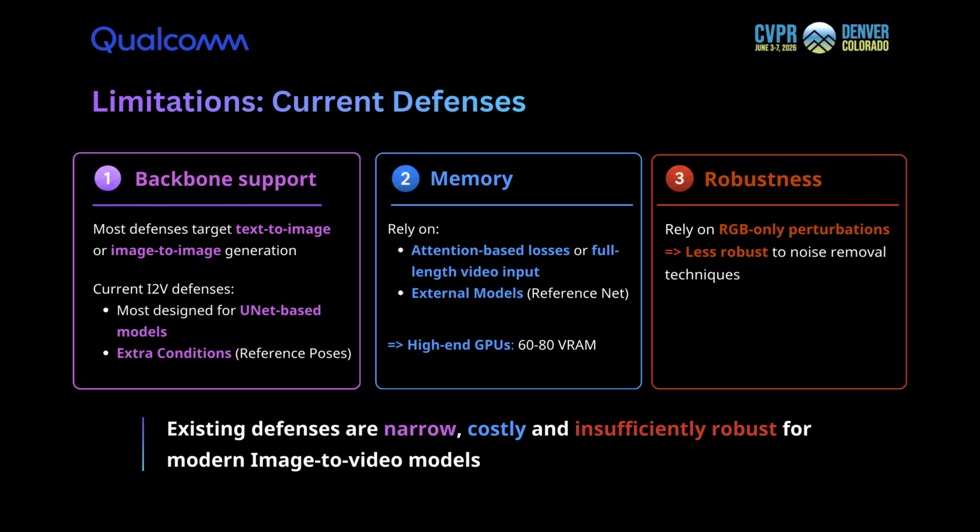However, existing defenses are still limited. Many were built for text, image, or image-to-image diffusion, not image-to-video. Some I2V defenses depend on model-specific designs, reference poses, or full video inputs. Others require heavy attention losses or external networks using at least 60 gigabytes of GPU memory. Most importantly, many methods perturb only RGB pixels, which can be weakened by compression, blur, denoising, or purification. This motivates a robust, architecture-friendly defense for diverse I2V models.